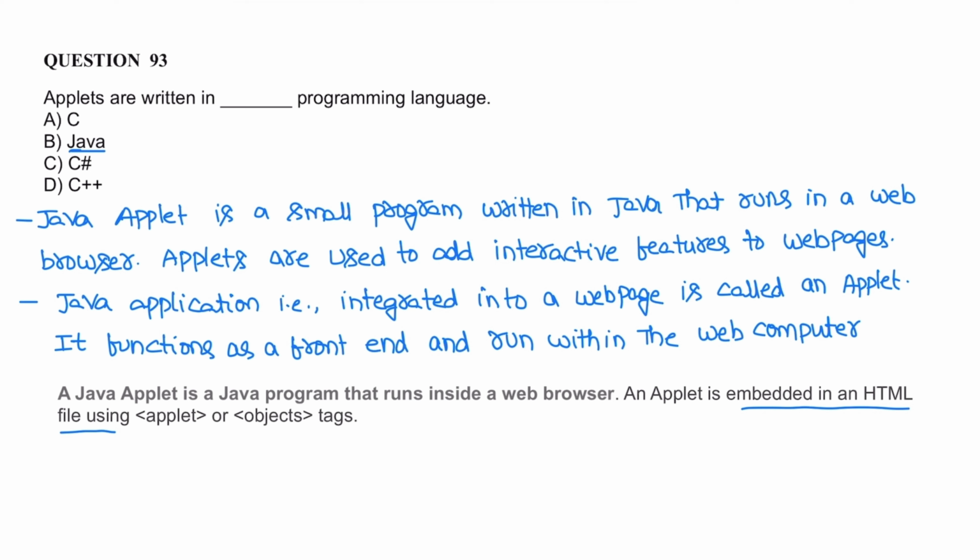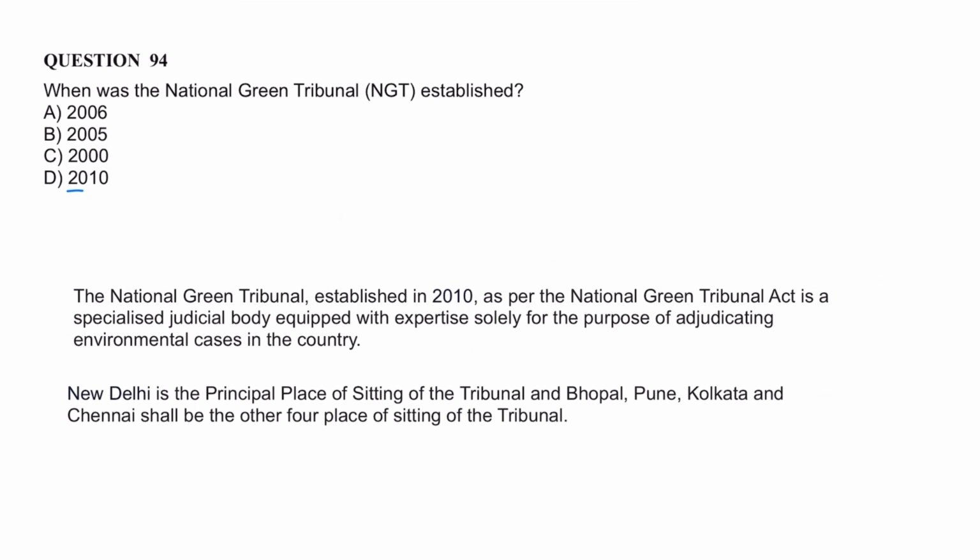Next question. When was the National Green Tribunal established? It was established in 2010 as per the National Green Tribunal Act. It is a specialized judicial body equipped with expertise solely for the purpose of resolving environmental cases in the country. New Delhi is the headquarters of this NGT, with other sitting places of the tribunal in Bhopal, Pune, Kolkata and Chennai. Correct option is D.